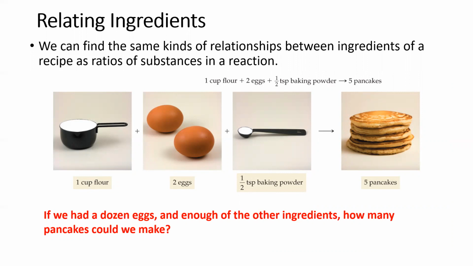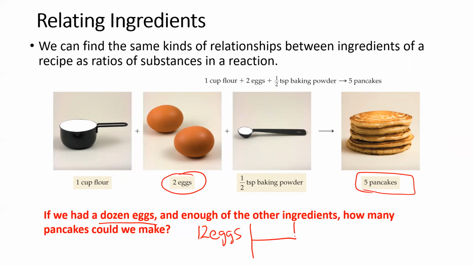Well, it's a ratio. I know that with 2 eggs, I can make 5 pancakes. That's a ratio. So if I start with a dozen eggs, and remember, Avogadro's number, the mole, is the chemist's dozen. It just tells us a particular number of particles. So that's why I'm using a dozen eggs. If I have a dozen eggs, I have 12 eggs, just like if I have a mole, I have 6.022 times 10 to the 23rd. And if I have 12 eggs, I can figure out how many pancakes by using an easy ratio.